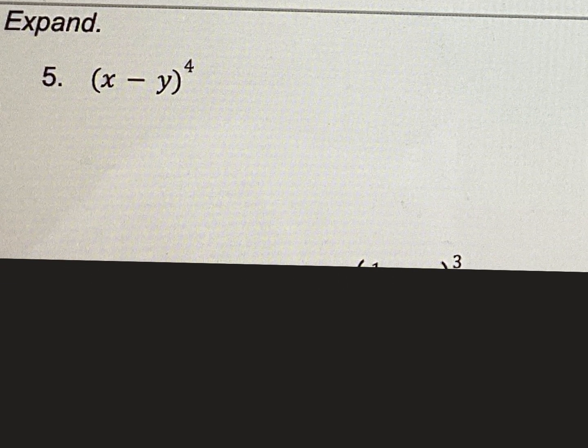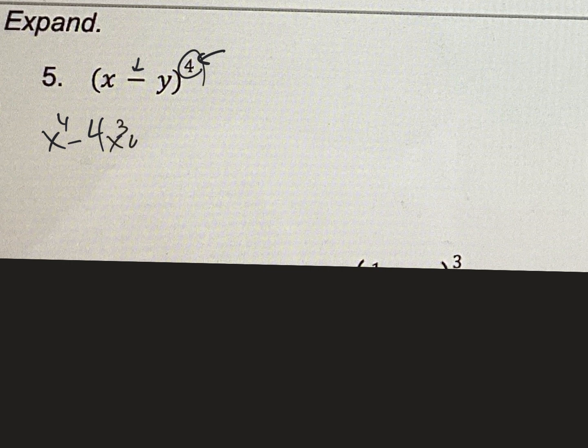Number 5, x minus y to the 4th power. Remember all the patterns we talked about this week. The exponent is 4, which means there are 5 terms in my answer. The first term is x to the 4th. Now, because there's a minus sign, the signs are going to alternate, so I'm going to put a minus. The second coefficient is always the same as the main exponent, which is 4.